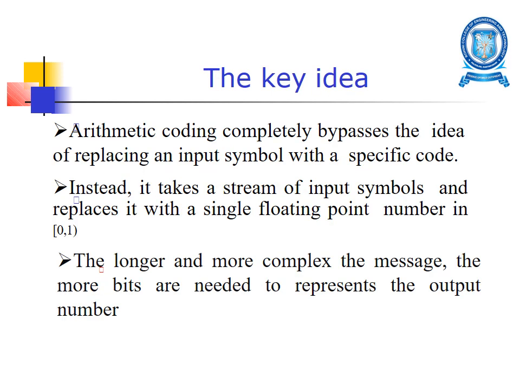The key idea of arithmetic coding is that we replace the input symbols with a specific code. That is, instead of taking a stream of input symbols, we replace it with a single floating point number, which can be between 0 and 1. The longer and more complex the message, the more bits are needed to represent the output number.